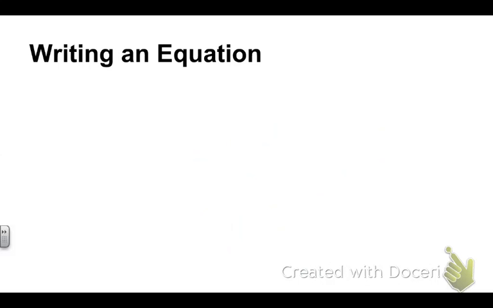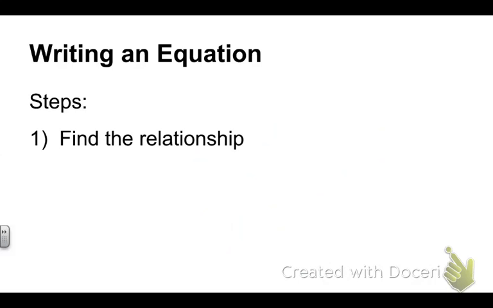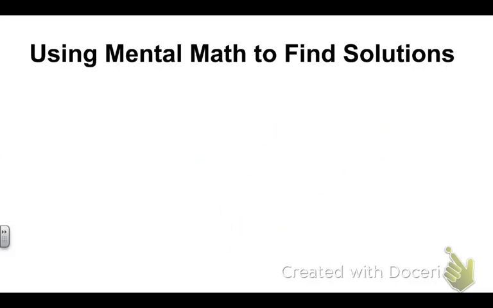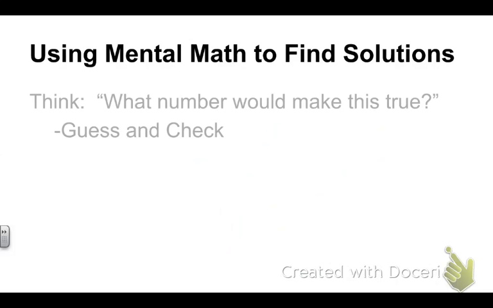Alright, so writing an equation. And again, we're not going to do a lot of examples. We'll do stuff in class tomorrow. I just want to get the notes here for you. So the steps to writing an equation: you need to find the relationship. What's going on? Define the variables. Write the equation, and then solve the equation. Once we do some examples, and we've got to do a lot of examples before you finally feel comfortable with that.